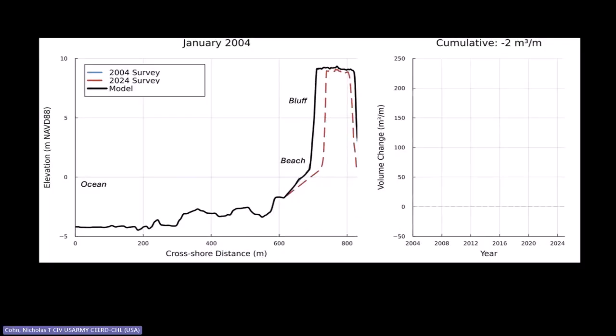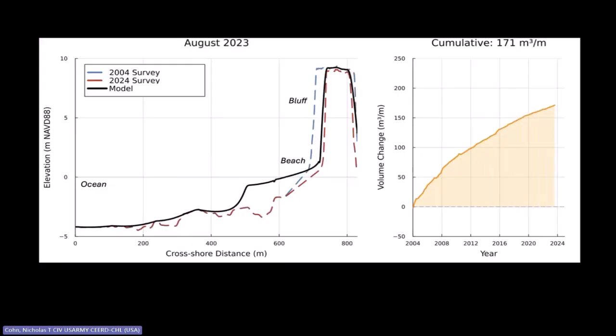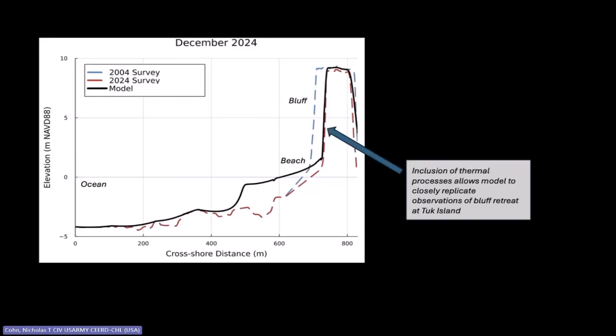If we add these thermal capabilities into the model, I'm just showing another hindcast over this 20-year time period, and we start seeing that the model does a pretty good job of recreating the bluff retreat. I'll just note a couple of things. At least in this one case, when we have good offshore wave conditions and water level conditions, it gets the bluff retreat pretty well.